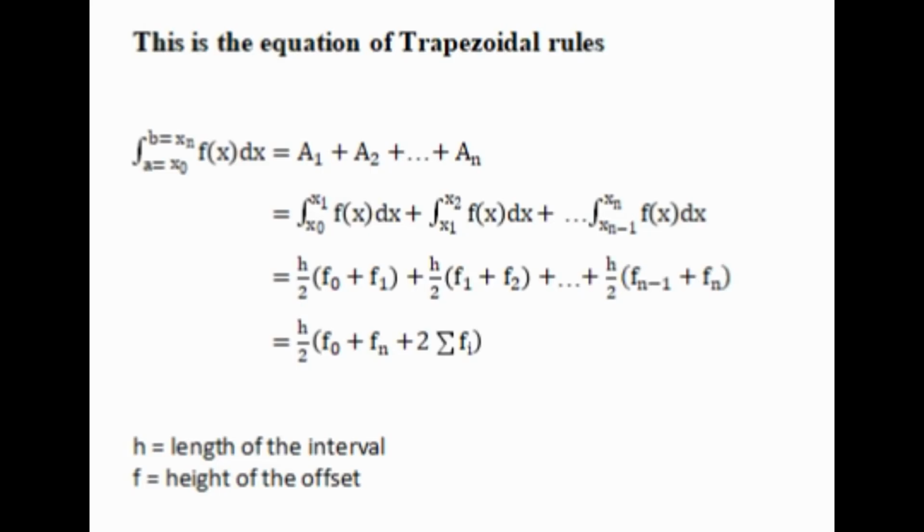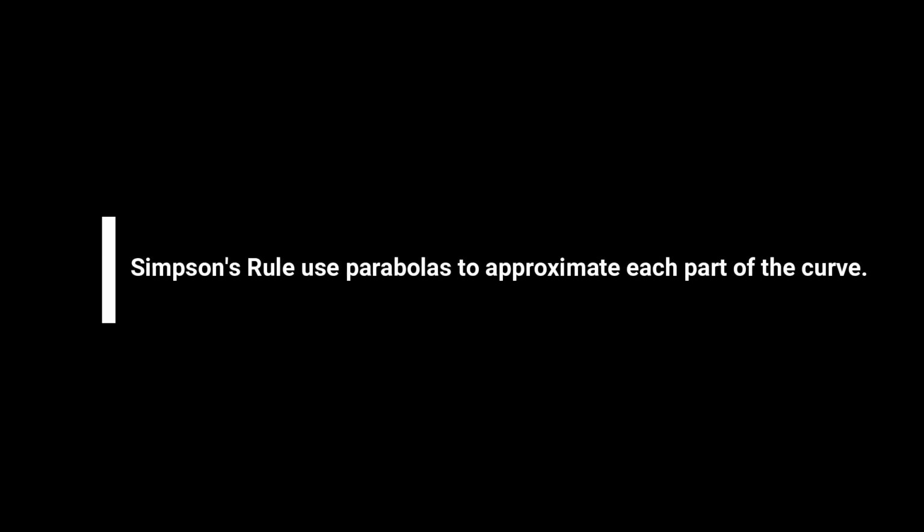This is the equation of trapezoidal rules. H stands for length of the intervals and F stands for height of the offset. The second numerical method is the Simpson's 1/3 rule. Simpson's rule uses parabolas to approximate each part of the curve. This proved to be very efficient since it's generally more accurate than the trapezoidal method.